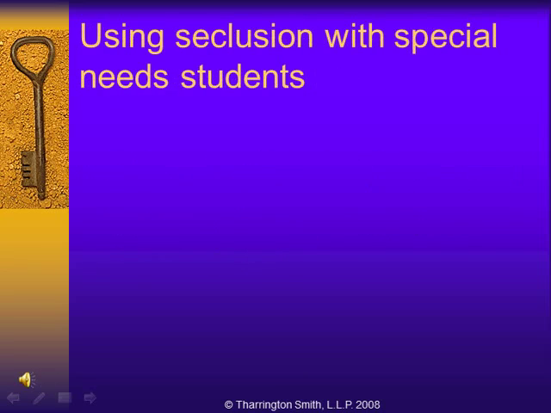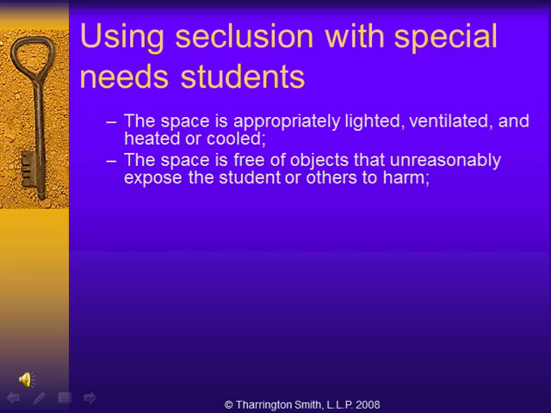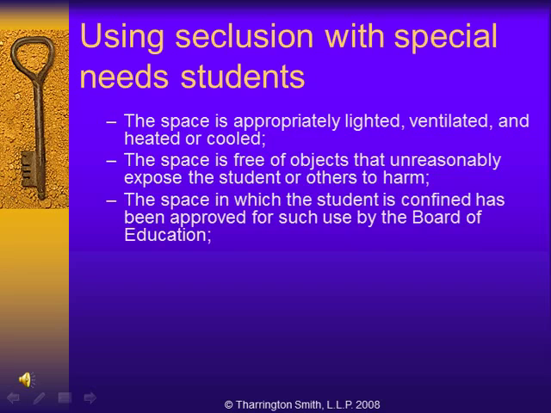When using seclusion pursuant to an IEP, BIP, or 504 plan, school personnel must ensure that, just like an isolation space, the seclusion space is appropriately lighted, ventilated, and heated or cooled, and that the space is free of objects that the student could use to harm himself or others. In addition, if a student is to be placed in seclusion, it can only be in a space that has been specifically approved for such use by the Board of Education. So, unlike isolation, if a student is to be placed in seclusion where he cannot escape without help, it can only be done in certain pre-approved rooms.